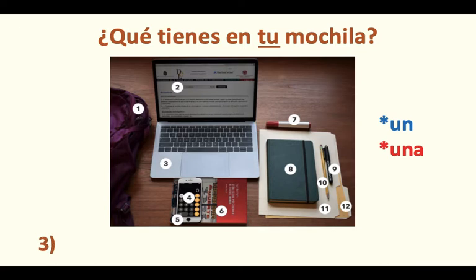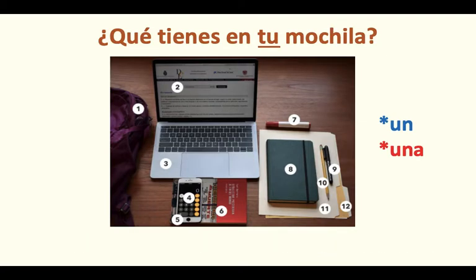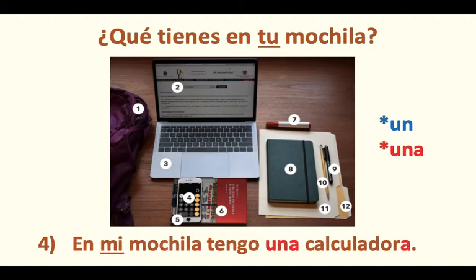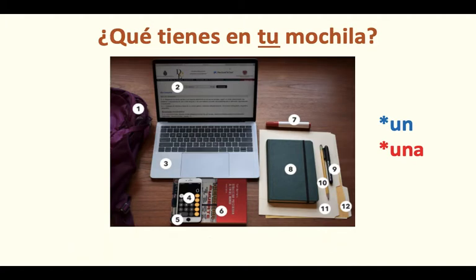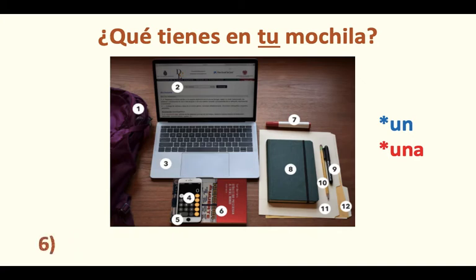Número 3. Look at what it's pointing to. En mi mochila tengo una computadora. ¿Qué tienes en tu mochila? Número 4. And it's pointing to the certain aspect, what's going on in the screen of that phone. Muy bien, en mi mochila tengo una calculadora. ¿Qué tienes en tu mochila? 5. Now the whole device itself. En mi mochila tengo un teléfono. ¿Qué tienes en tu mochila? 6.